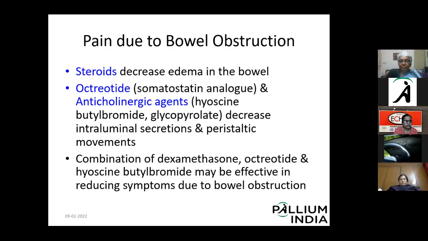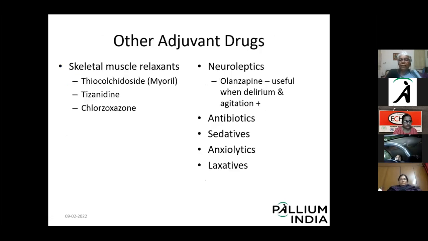And then there is pain due to bowel obstruction, for which you can use steroids or octreotide or anticholinergic drugs like hyoscine and glycopyrrolate. Sometimes you can use a combination of all three. The other adjuvant drugs that can be used are the skeletal muscle relaxants like thiocolchicoside, like Myoril, tizanidine, chlorzoxazone.